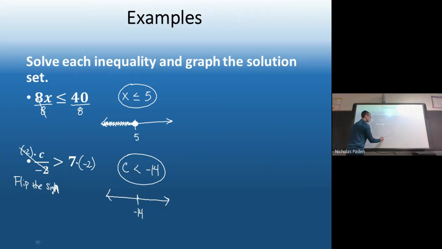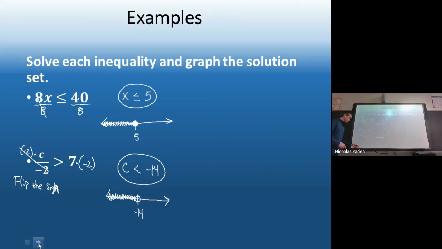So on that number line, at negative 14, I am going to have an open circle because it's just less than. And then whenever I go to shade, I shade based off of the solution set, based off of the answer. So once I flip that sign, I do not care about the starting inequality. I just care about c is less than negative 14. So since c is now less than, after I flip the sign, I need to shade to the left. And so once you flip that inequality sign, you just care about what the solution set is.